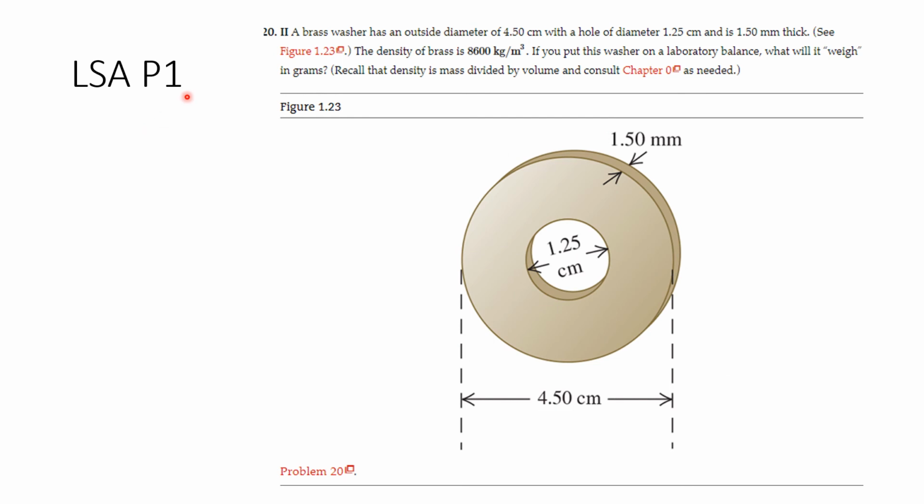LSA P1, now the second physics LSA. If a brass washer has an outside diameter of 4.5 centimeters with a hole of diameter 1.25 centimeters and is 1.5 millimeters thick, and here's the picture, and we know the density of brass is 86,000 kilometers per cubic meter. So if you put this washer on a laboratory balance, what will it weigh in grams? So you want to find the mass of this in grams. That is your problem.